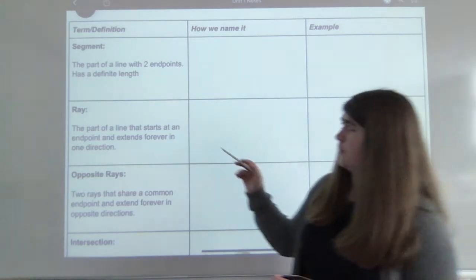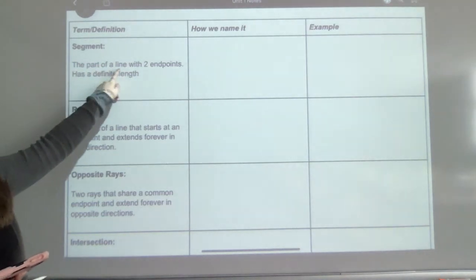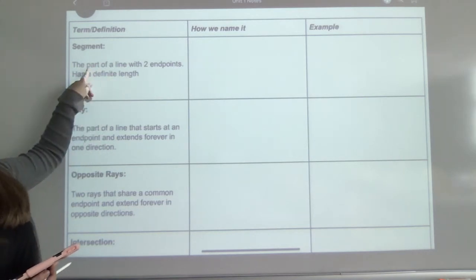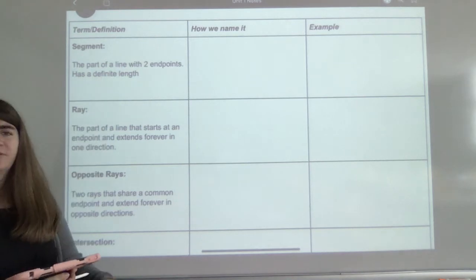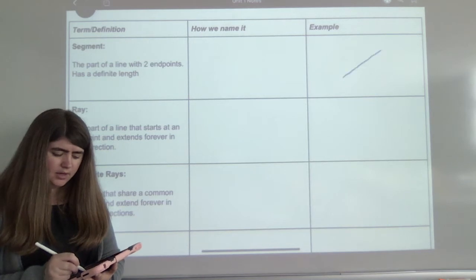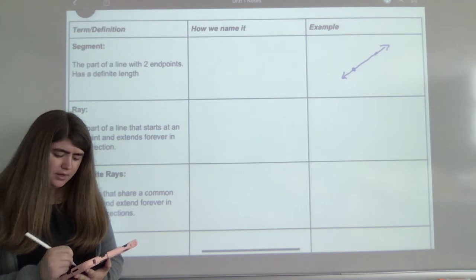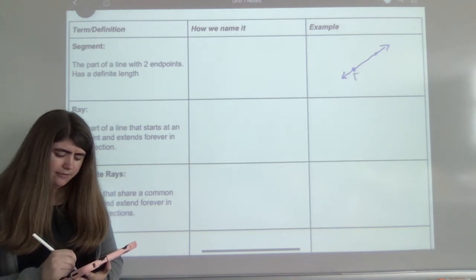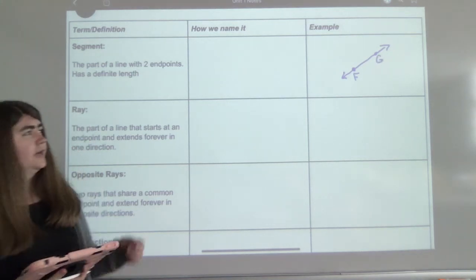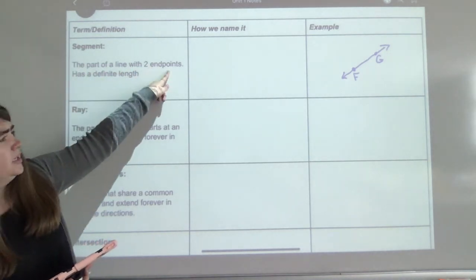Alright, our first vocabulary word here is a segment, which is the part of a line with 2 endpoints and has a definite length. So it says it's the part of a line. So in my example, the first thing I'm going to do is draw a line. So I have this line here, and I know that lines have points on them, and I'm going to use the point F, and let's use the point G.